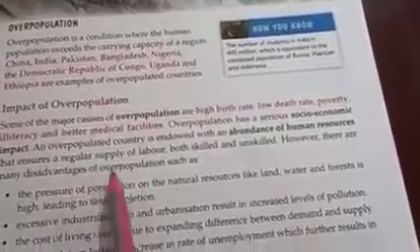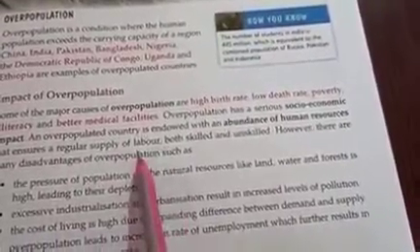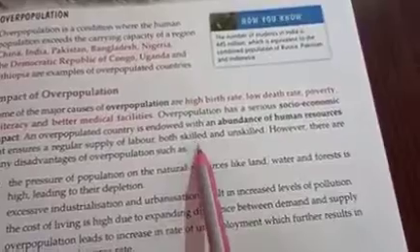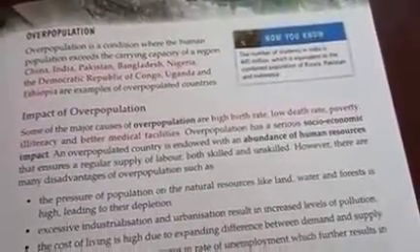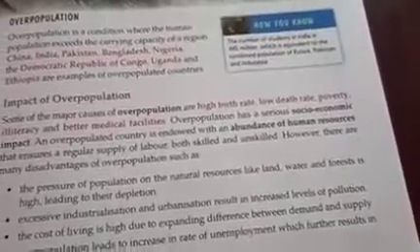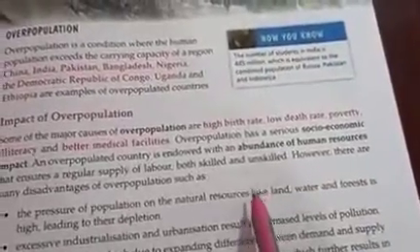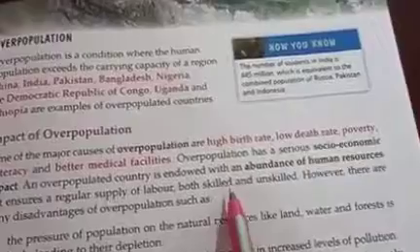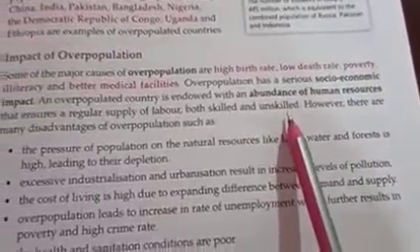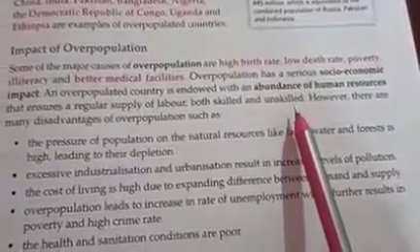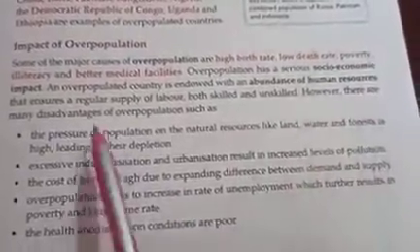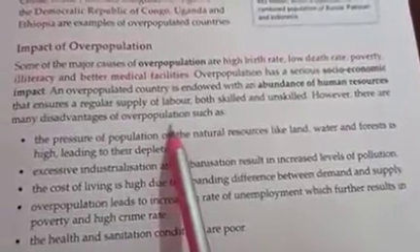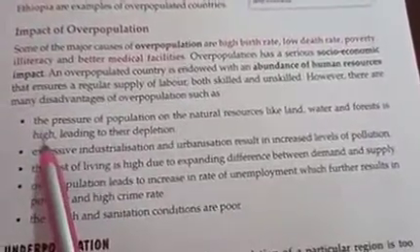So there is a regular supply of labor, and there are two types of labor. Skilled means people who have technical degrees, technical knowledge. People like engineers, doctors, overseers. And unskilled, those who have no technical knowledge. However, there are many disadvantages of overpopulation. Let us see them one by one.